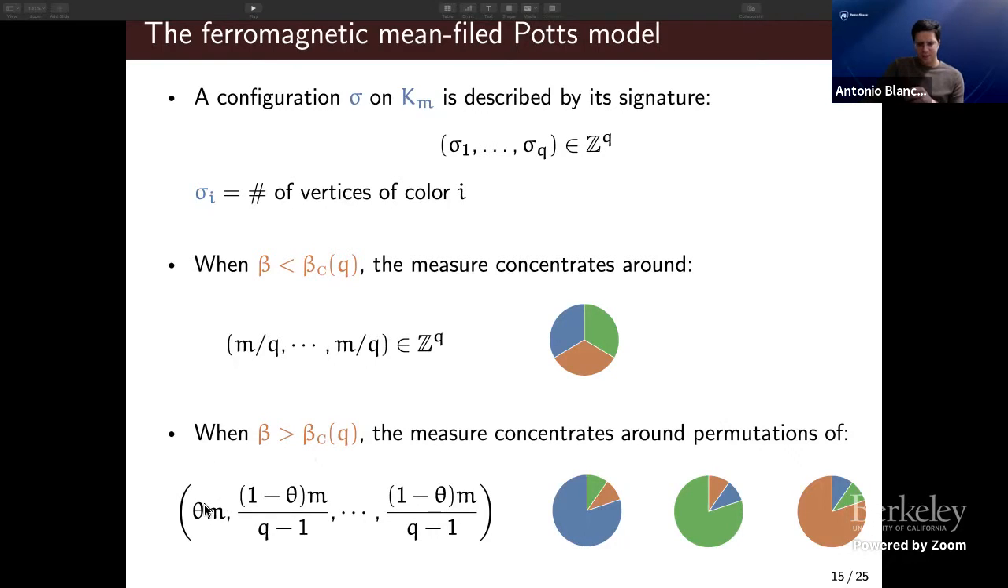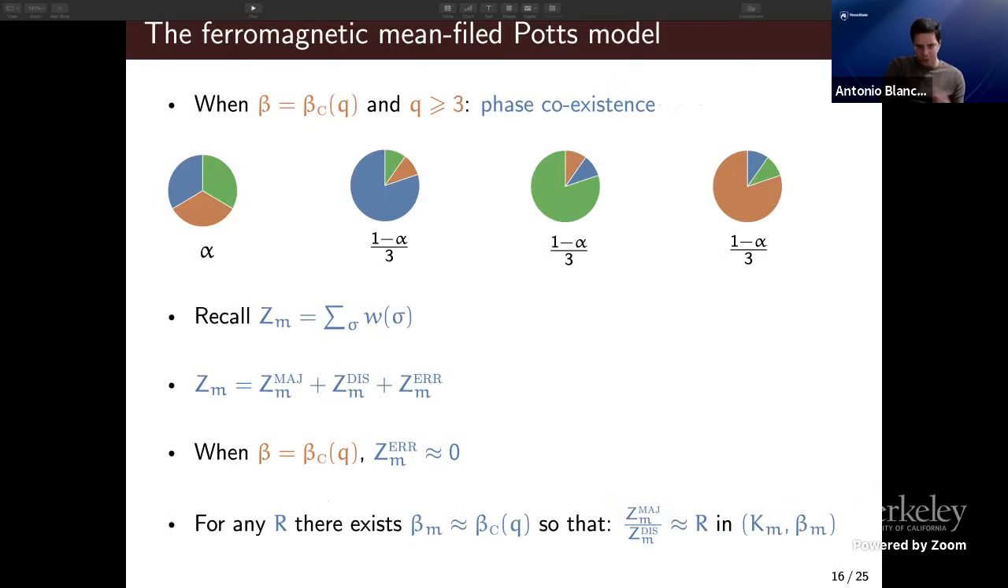The constant theta, we know what it is. It's a function of Q. It's the root of some equations and depends on Q. Okay? So we have this phase transition. This is well known. It's a very well studied model. What is going to be more important to us is what happens exactly at the critical point. Right now we set the parameter equal to the critical threshold.